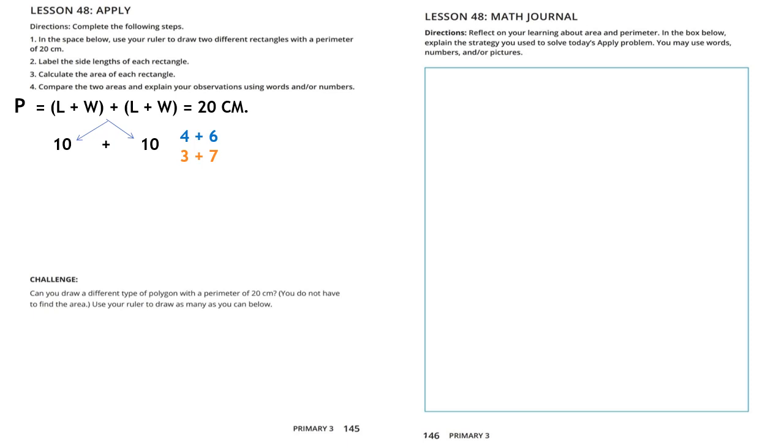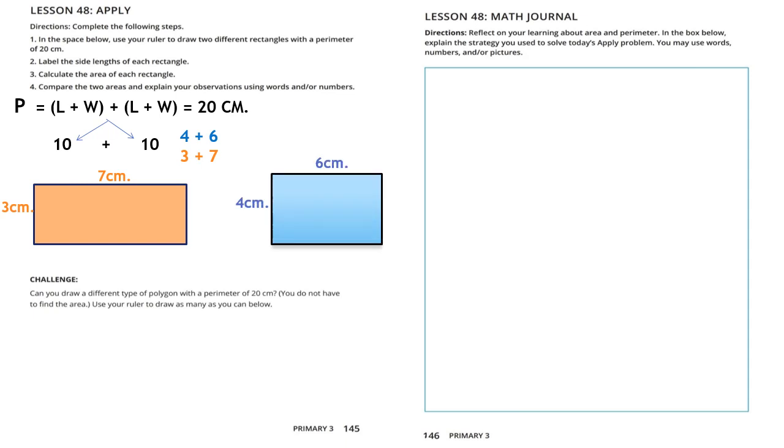The length is the longest side and the width is the shortest side. So let's draw the 3 plus 7 rectangle. The width here is 3 and the length here is 7. Okay, let's draw the next one. 4 plus 6. So the length is 6 and the width is 4.